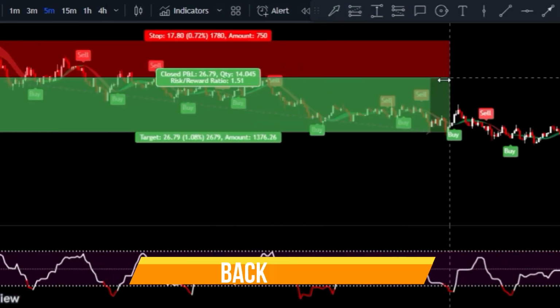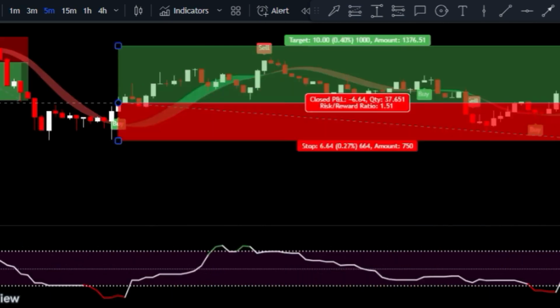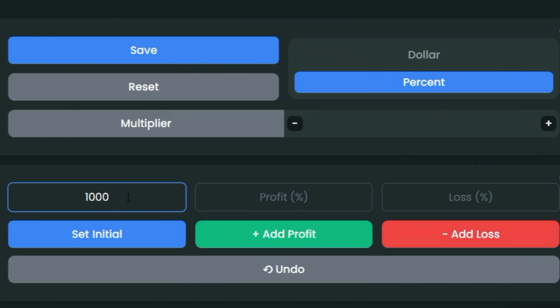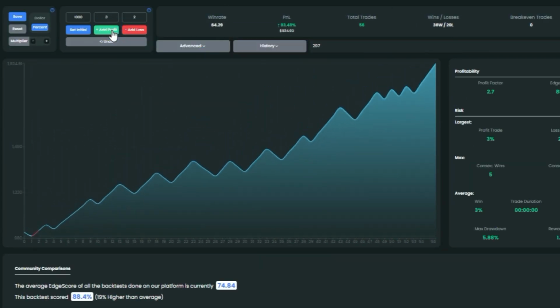Now, let's ensure our strategy is solid by running a backtest. We'll apply our strategy to the Ethereum chart with a 5-minute time frame. We'll set our initial amount at $1,000 and adjust our risk-reward ratio to 1 to 1.5. After executing 100 trades, we've got some interesting results.